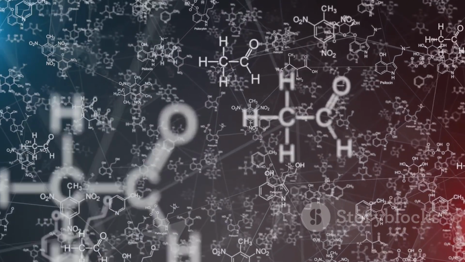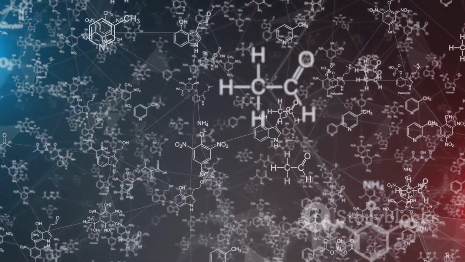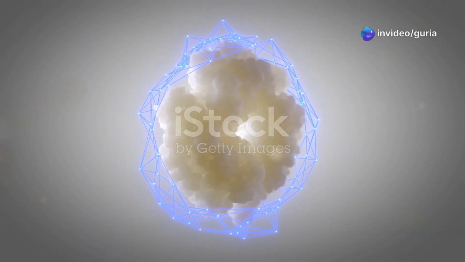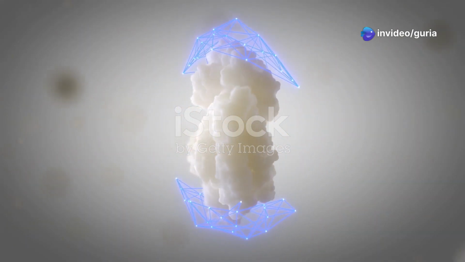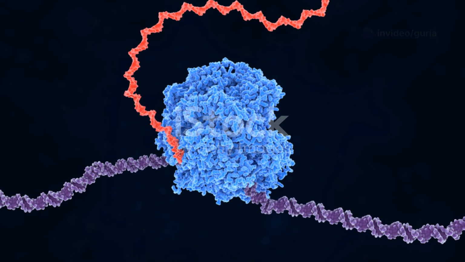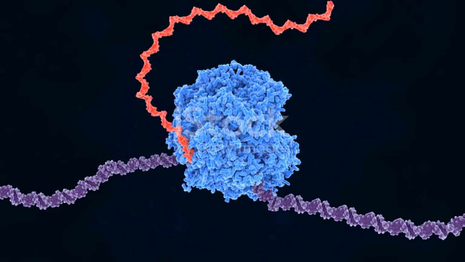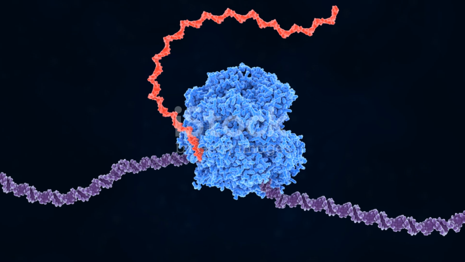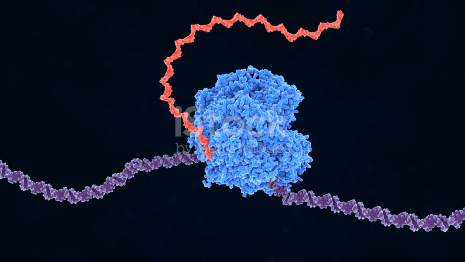Lactose present. When lactose is available, it acts like a clever saboteur. It binds to the repressor protein, changing its shape and preventing it from attaching to the operator. Now, our RNA polymerase can bind to the promoter and transcribe the genes, producing the enzymes needed to break down lactose. The operon is on.